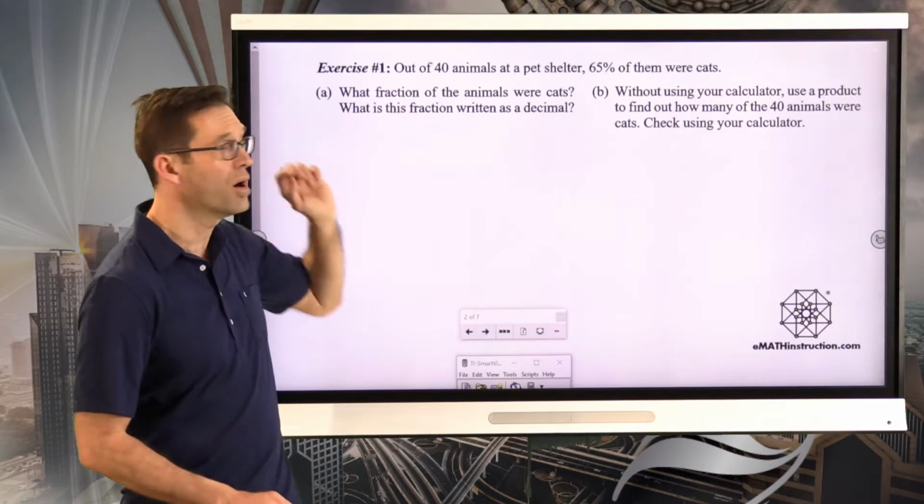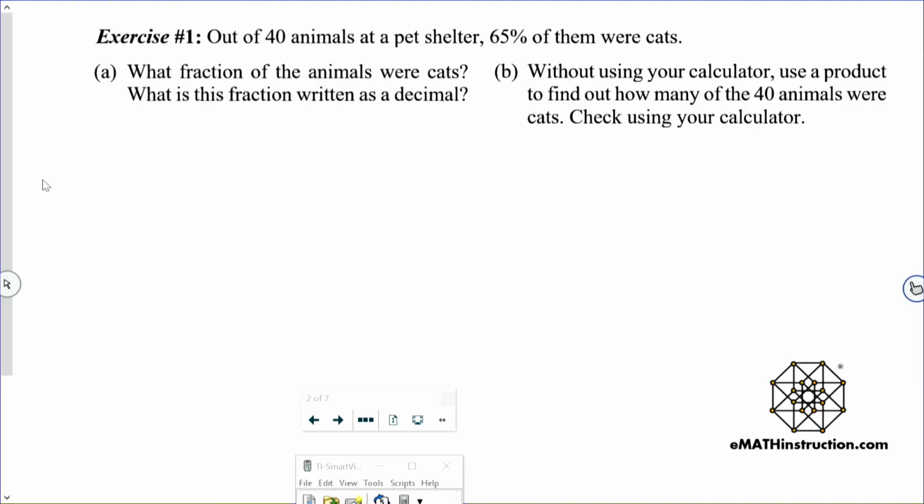Here we go. Exercise number 1. Out of 40 animals at a pet shelter, 65% of them were cats. Letter A, what fraction of the animals were cats? What is this fraction written as a decimal?